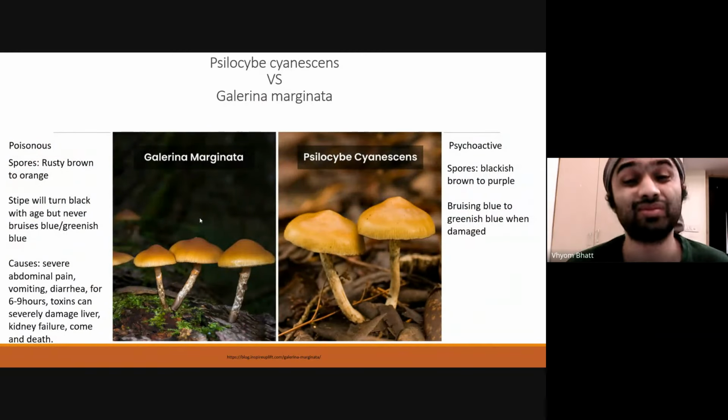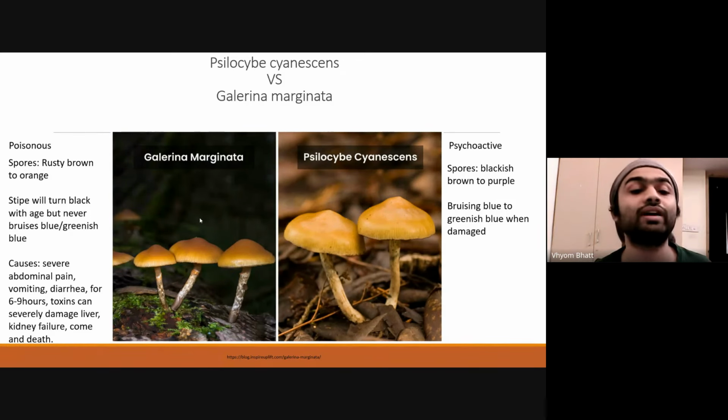Then this thing has caused a lot of havoc in the community where people look for psilocybes. This is just for knowledge purposes. Psilocybe cyanescens, which grows on wood, and Galerina marginata, which also grows on wood. As we discussed, spores are important, and the type of stipe is important. Galerina marginata will have orange to rusty brown spores, somewhat similar to Gymnopilus, whereas Psilocybe cyanescens will have blackish to brown purple spores.